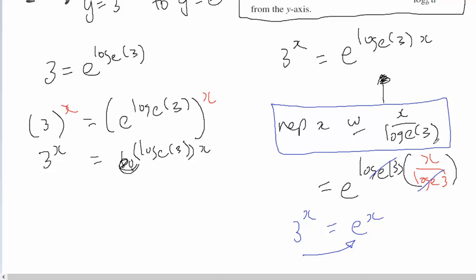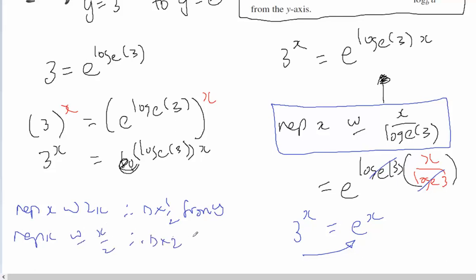Now I know from my transformations that if I replace x with 2x, therefore it's a dilation by a half from the y. If I replace x with x on 2, therefore it's a dilation by 2 from the y.